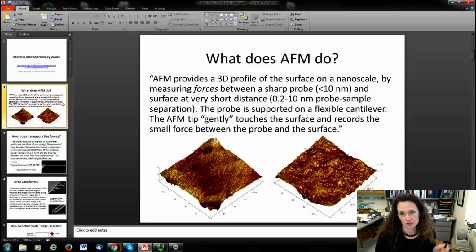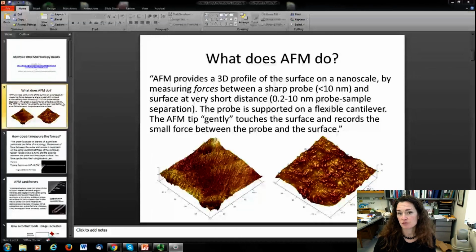So AFM, or atomic force microscopy, provides a 3D profile of the surface on a nanoscale by measuring forces between a sharp probe, which usually has a radius of curvature of, say, 10 nanometers or less, and a surface at a really short distance from each other. So you can bring it down to within less than a nanometer to 10 nanometers or so for probe-sample separation. And the probe is supported on a flexible cantilever.